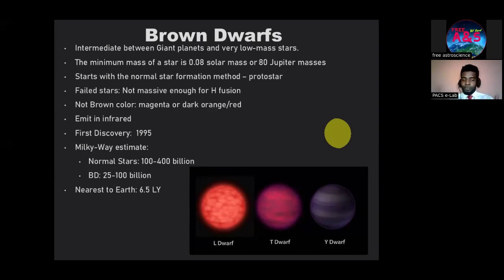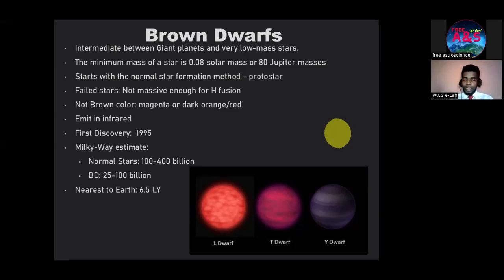They are called brown dwarfs, but that does not mean they are brown, okay? Don't always use this classification to think they are the colors. They are not really the colors. The colors can range from magenta, dark orange, red. The brown there has nothing to do with the colors. So I want you to know that.